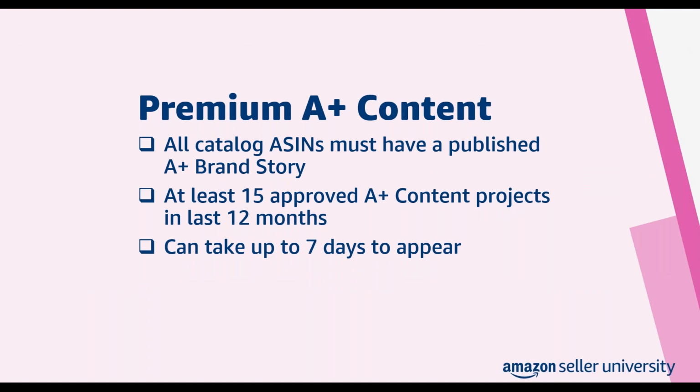To be eligible for premium A+ content, you must already have published A+ brand story content to all ASINs in your catalog and have at least 15 approved A+ content project submissions in the last 12 months. Note, in some cases it can take up to 7 days for premium A+ content to appear on a detail page, so please be sure to plan ahead.